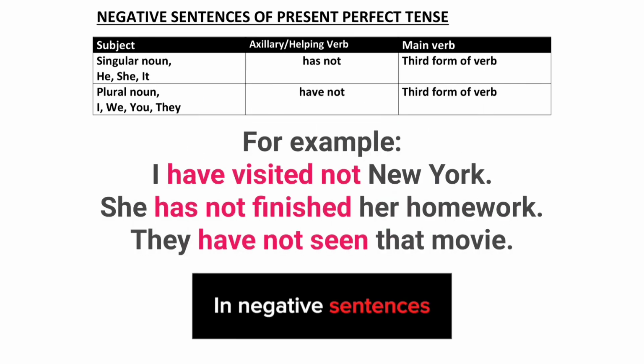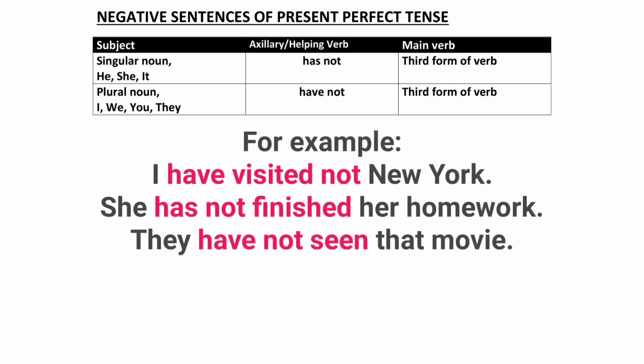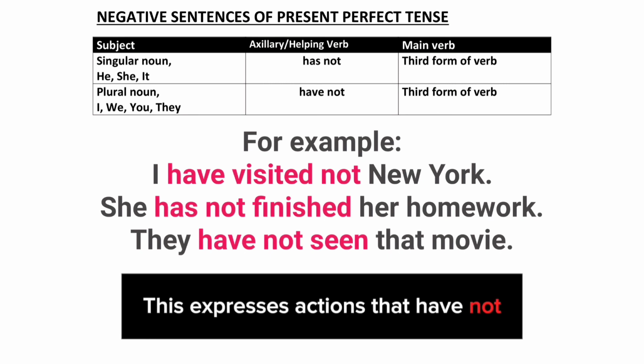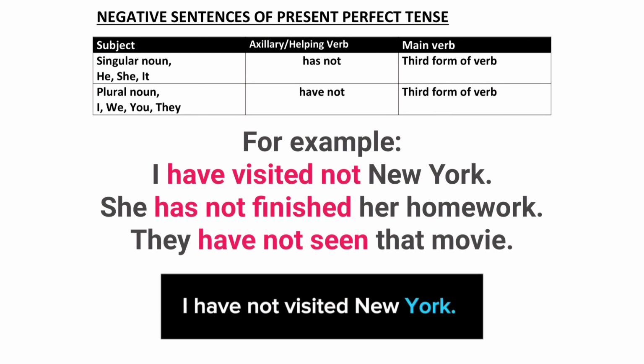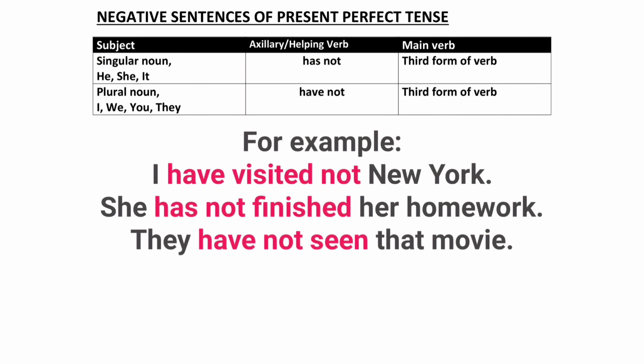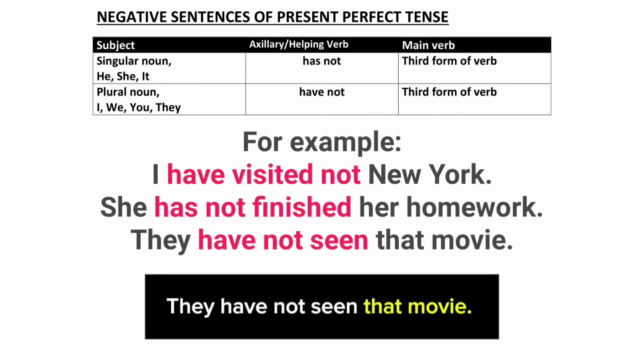In negative sentences, not is added after the auxiliary verbs have or has. This expresses actions that have not occurred up to the present. For example, I have not visited New York. She has not finished her homework. They have not seen that movie.